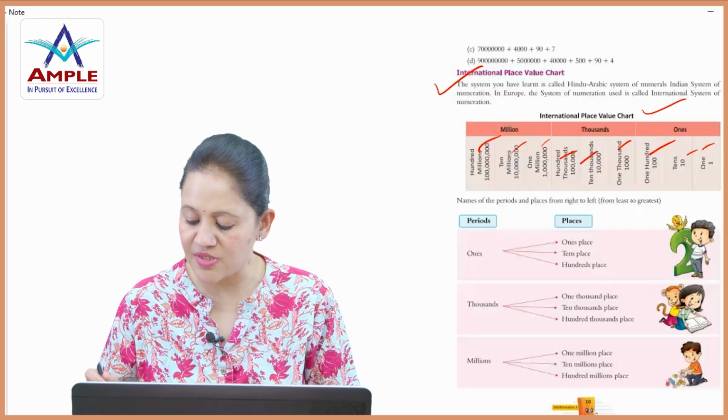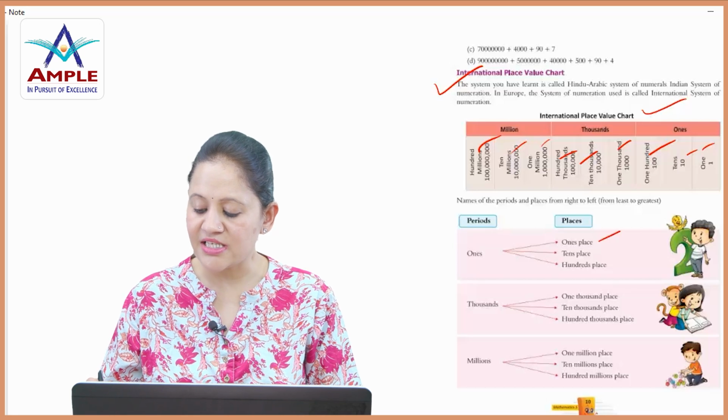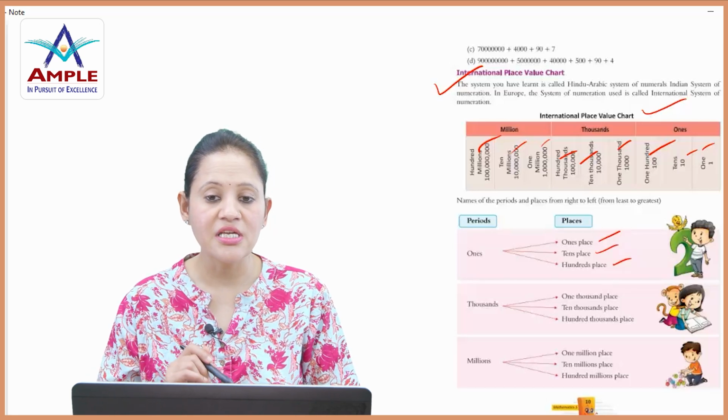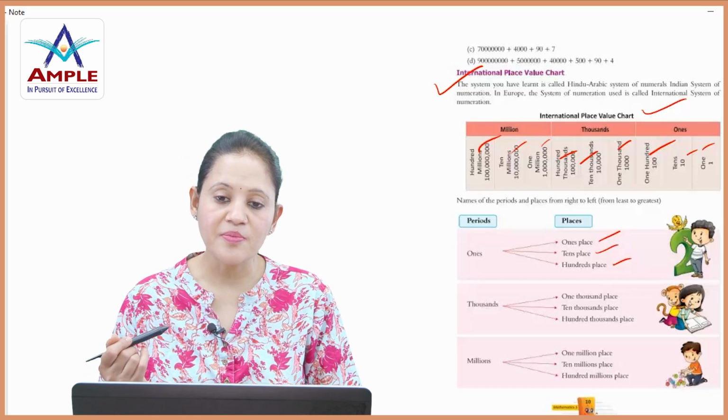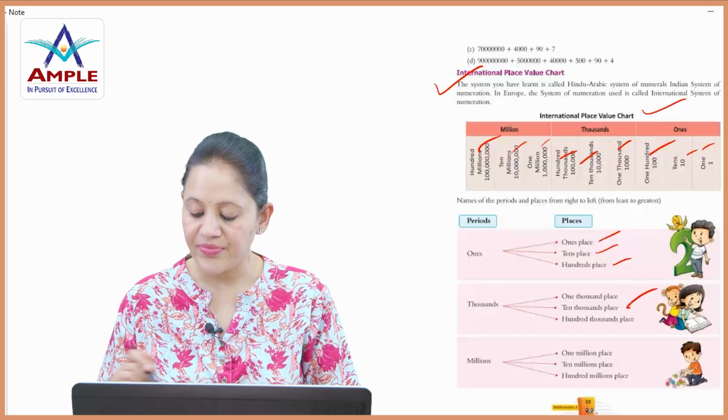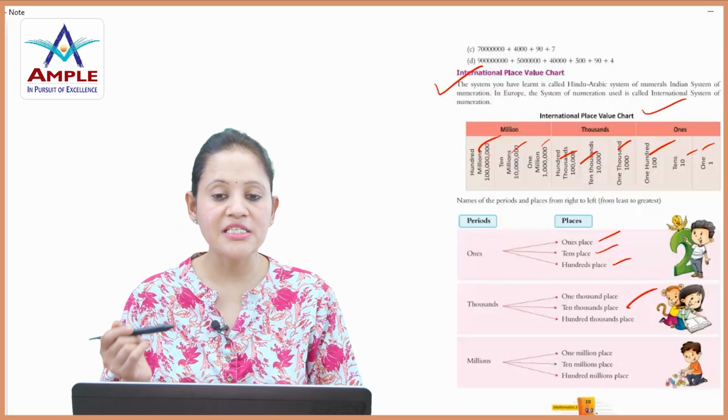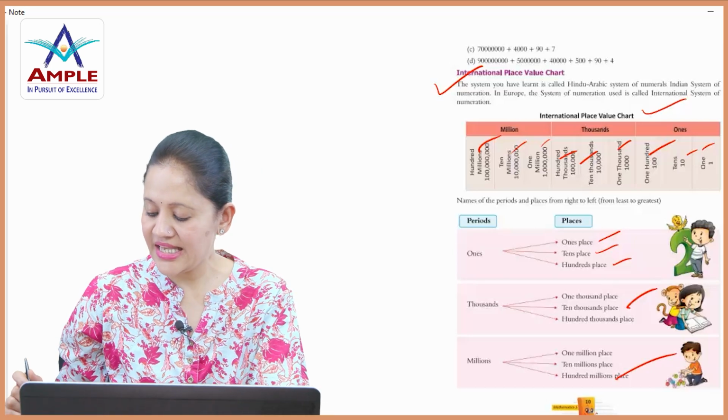So, this is the period. Ones period includes ones place, tens and 100 place. Then thousands, that includes 1000 place, 10,000 and 100,000. Million, that includes 1 million, 10 million and 100 million.